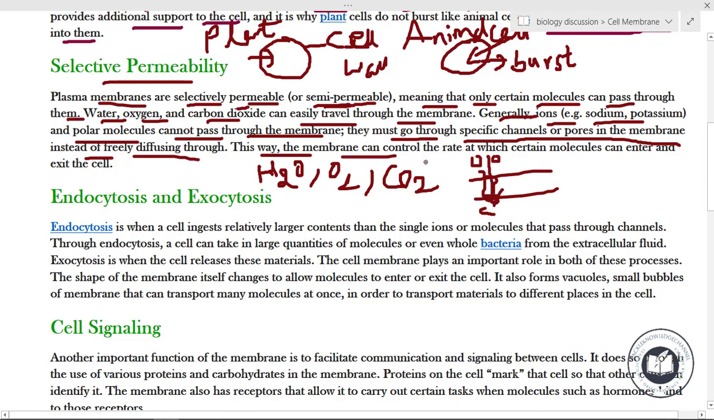This way the membrane can control the rate at which certain molecules enter and exit the cell. So in this way the membrane is controlling which molecules have to enter and which do not enter the cell.